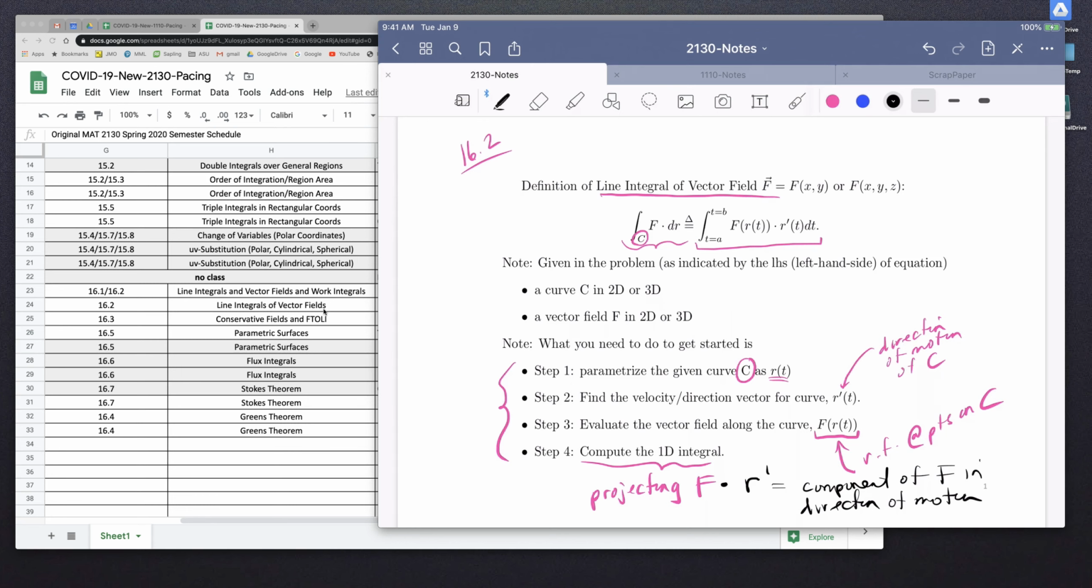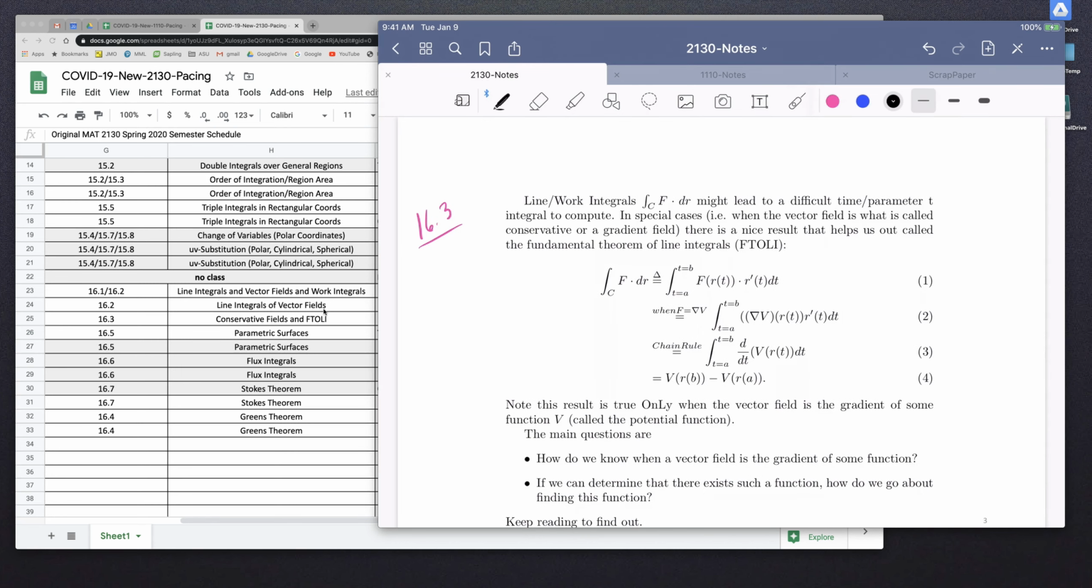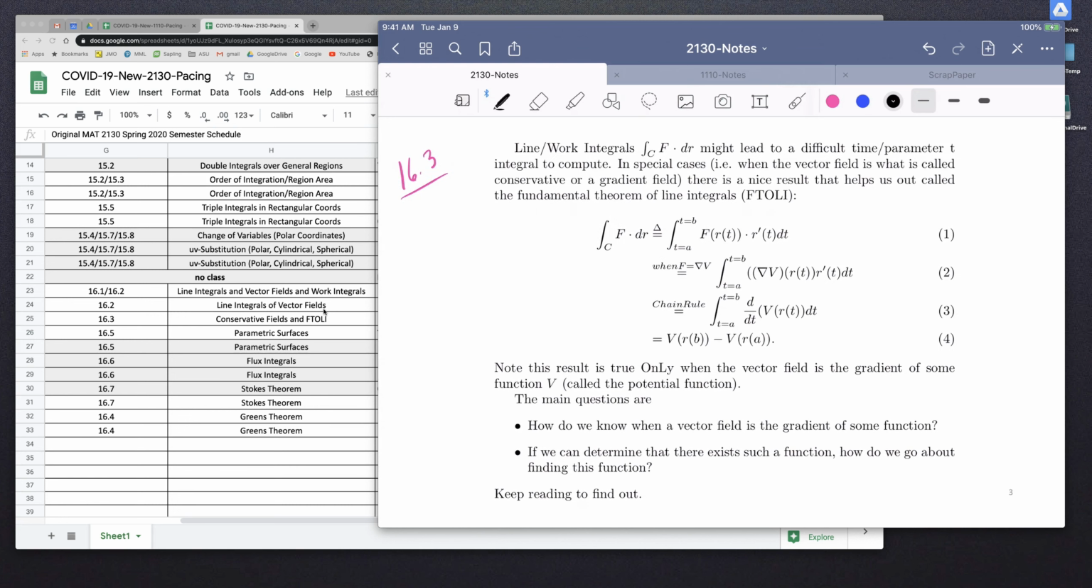Okay, so what we need to do in section 16.3 is to consider that same line integral, a line integral of a vector field along a curve. But what we're going to add in section 16.3 is a requirement on the vector field, and the question is, what if the vector field F is actually the derivative of some function?